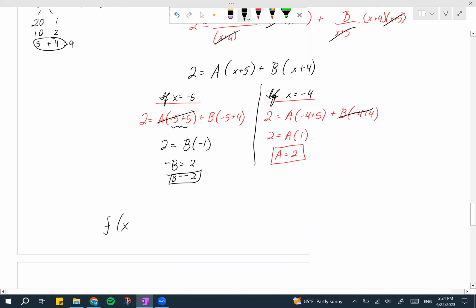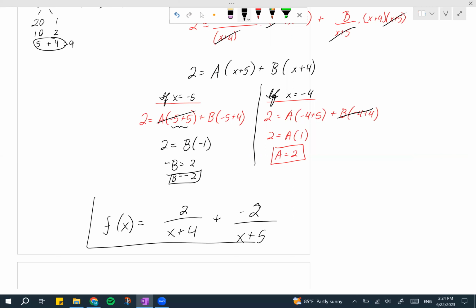f of x is equal to 2 over x plus 4 plus -2 over x plus 5. This would be my final answer.